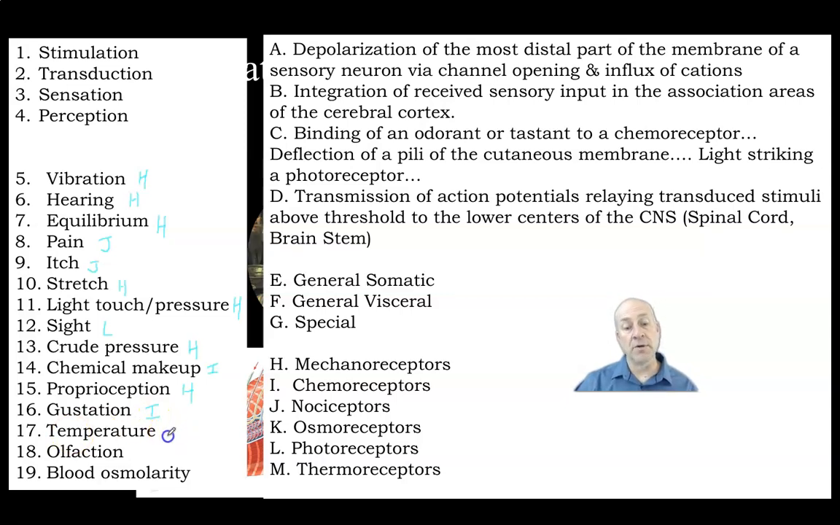Temperature is done by thermoreceptors, very special proteins and receptors that change shape. They shrink and swell like a lot of things, like everything does. Everything shrinks or swells under different temperatures. Those membrane proteins shrink or swell, and that allows for a channel to open or close. Olfaction is a chemoreceptor, done just like gustation. And blood osmolarity is done via an osmoreceptor. All right, simple to the point.